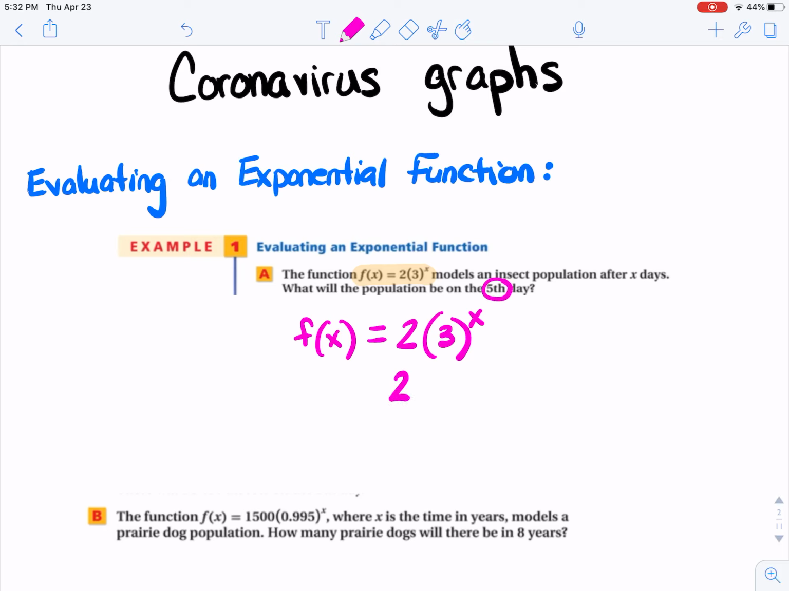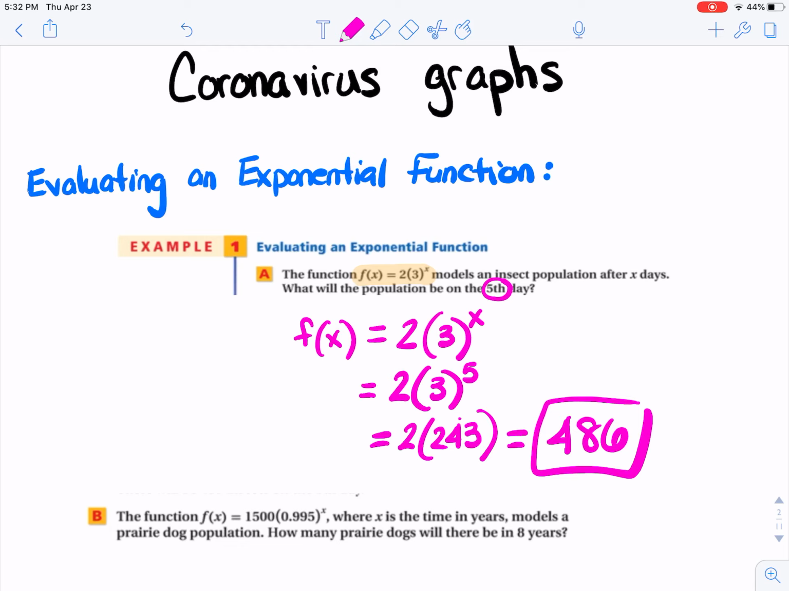Well, just a second ago, I did how much it was on the 10th day. So for this one, type into your calculator 2 times 3 raised to the 5th power. That would be 2 times 243, which gives me 486. So, 486 insects would be your answer.